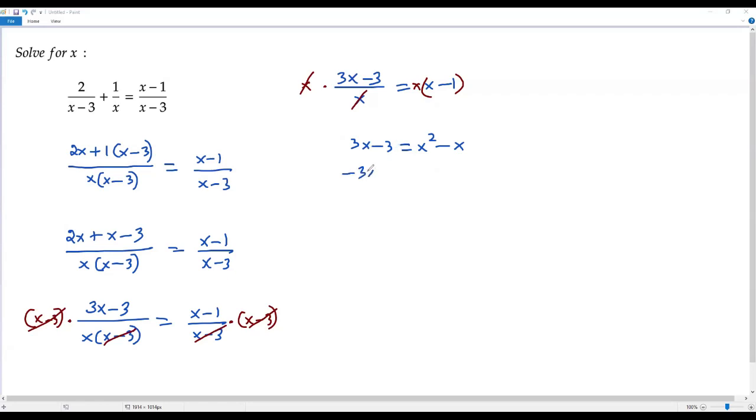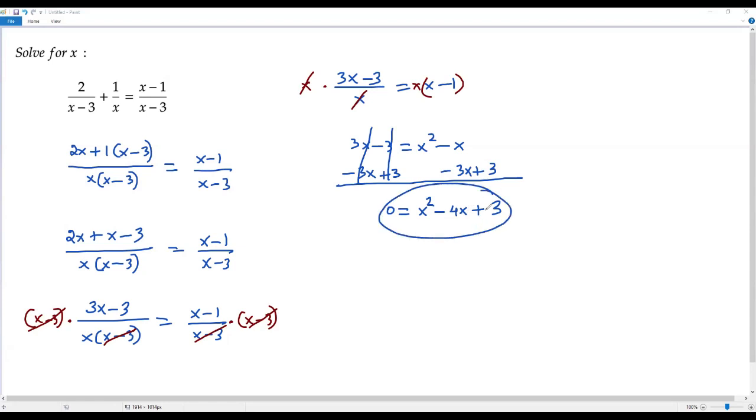So for that, I subtract 3x from both sides and also add 3 to both sides. When I do so, the positive 3x and negative 3x will cancel, and negative 3 and positive 3 will cancel. I'm getting 0 equals x squared minus 4x, when I combine negative x and negative 3x, plus 3. Okay, so now we have a quadratic equation in standard form.